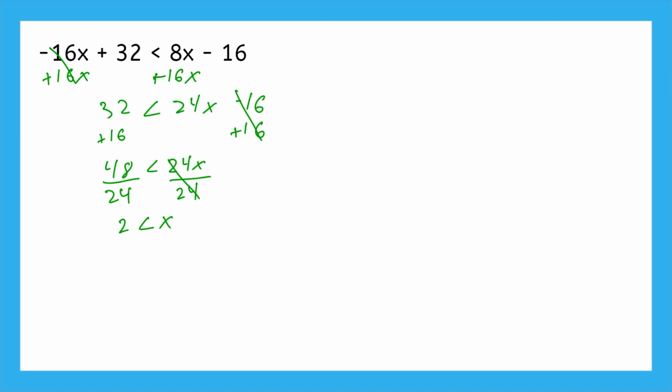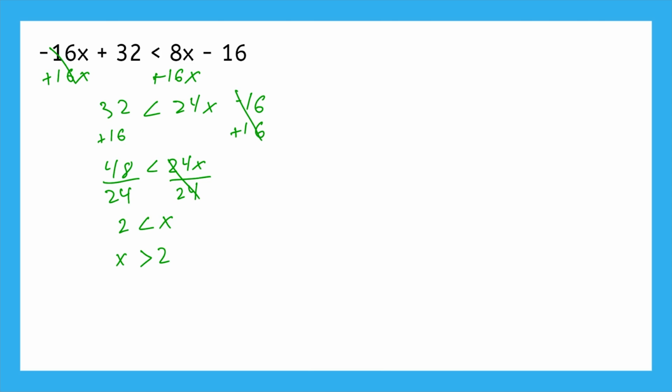Unlike with equations, it's much easier to read inequalities if the variable is on the left. So we're going to flip it so it says x is greater than 2. It means the same thing, that x is bigger and 2 is smaller, but it's a little easier to understand when you read it like this.